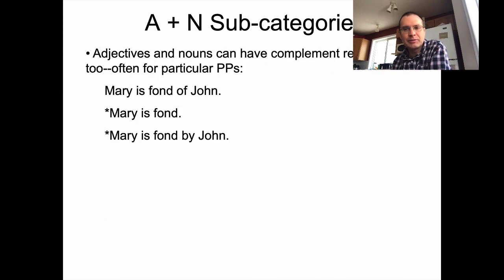There's a few complement requirements we see in other lexical categories as well. These aren't as common, or not commonly as strict, as they are for verbs. So I've got one example here of an adjective which needs to take a particular prepositional phrase. So fond, we saw this one I think before, but Mary is fond of John. You can't just say Mary is fond or Mary is fond by John. It has to take a prepositional phrase that is headed with of.